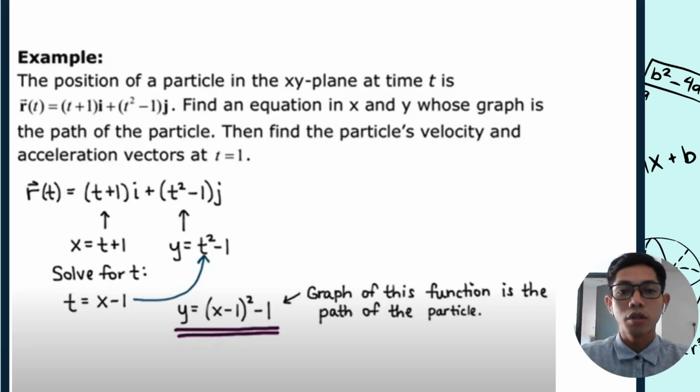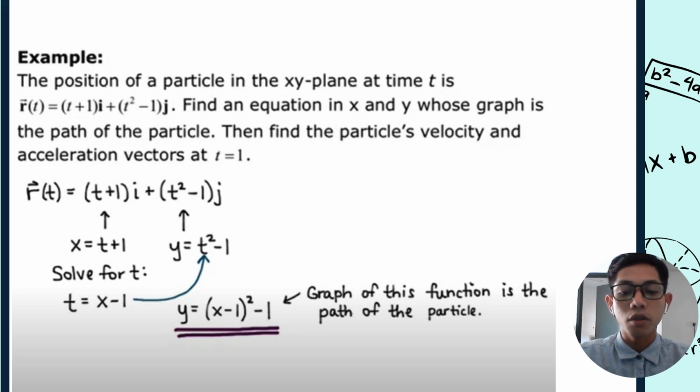In this example, we are given the position of a particle in the xy plane at time t as r of t equals t plus 1 for the i component plus t squared minus 1 for the j component. Find an equation in x and y whose graph is the path of the particle, then find the particle's velocity and acceleration vector at t equals 1. These are three separate tasks that we are asked to do.